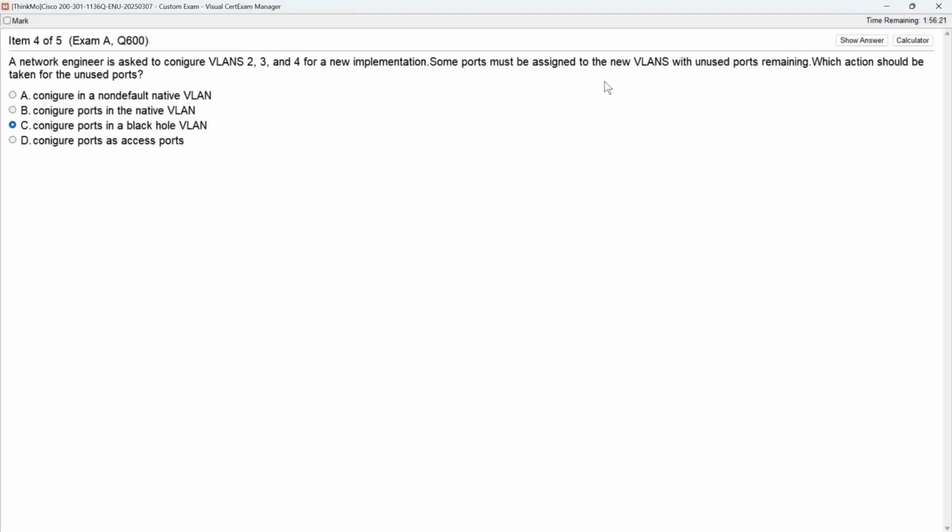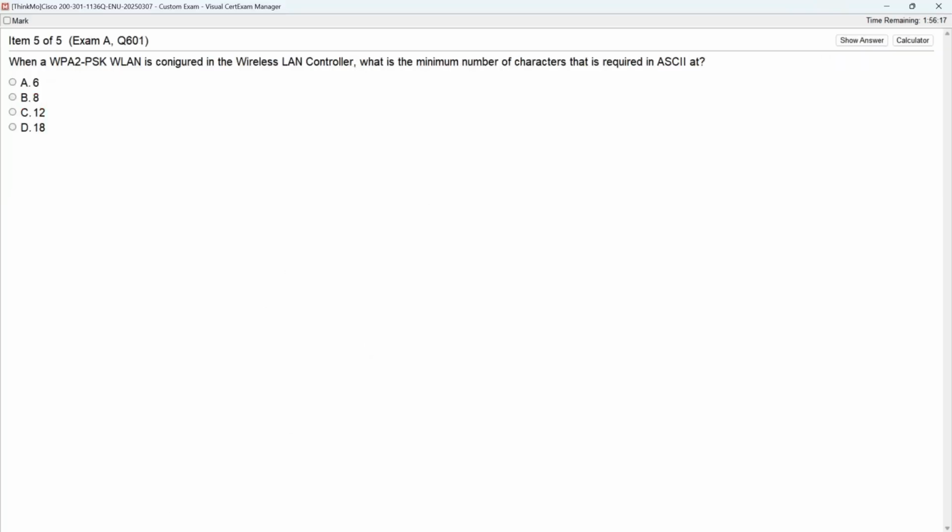Let's look at the correct answer. Option C. All right, question 5. There's not much to say about this one. This is also about the WPA algorithm in WLAN control, right? In this ASCII mode, what's the minimum number of digits required? The fixed value is 8.